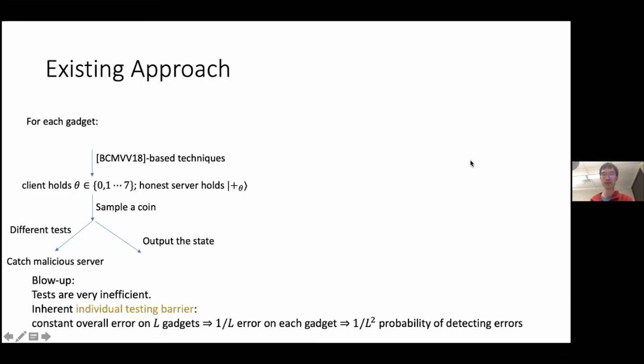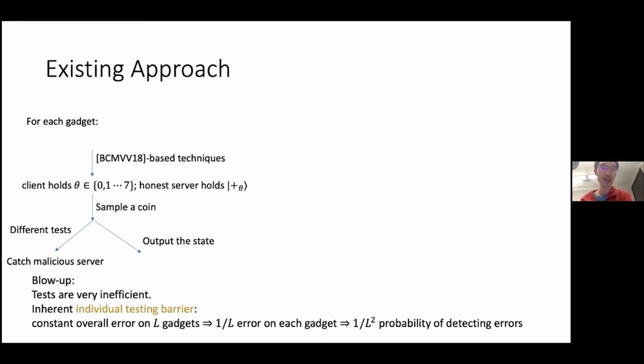So where is the blowup? There are two sources of blowup. First, the tests that we can design on these plus theta states turn out to be very inefficient. And second, protocols with this structure suffer from an inherent individual testing barrier, which informally goes as follows. Suppose we want to use a protocol with this structure to construct L gadgets.